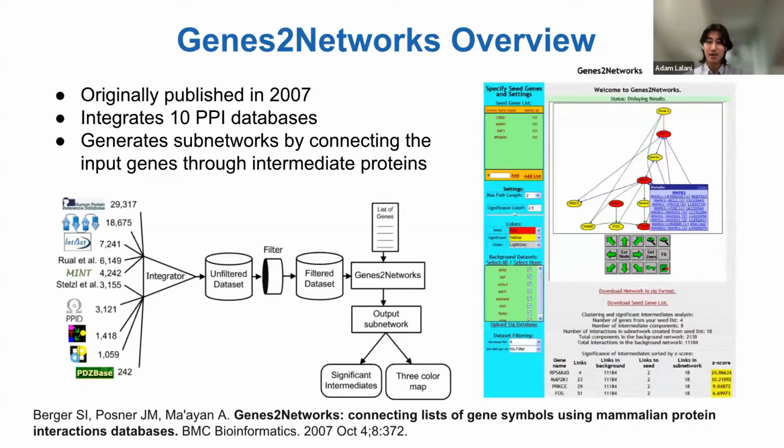PPI data is a very useful resource for biologists. It provides a critical source of evidence about how the thousands of different types of molecules inside cells come together to produce emerging cellular phenotypes.